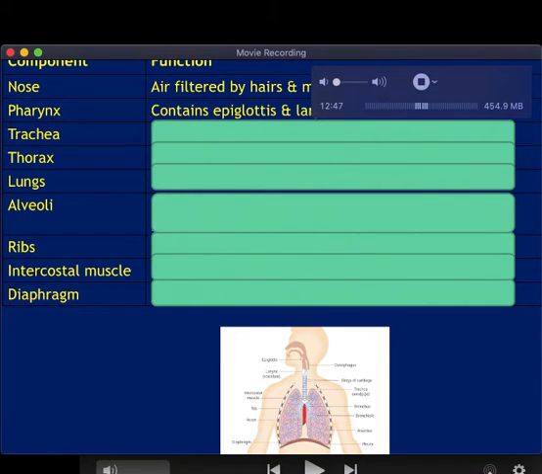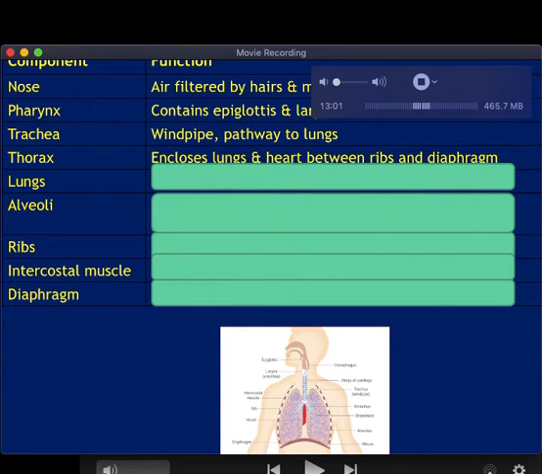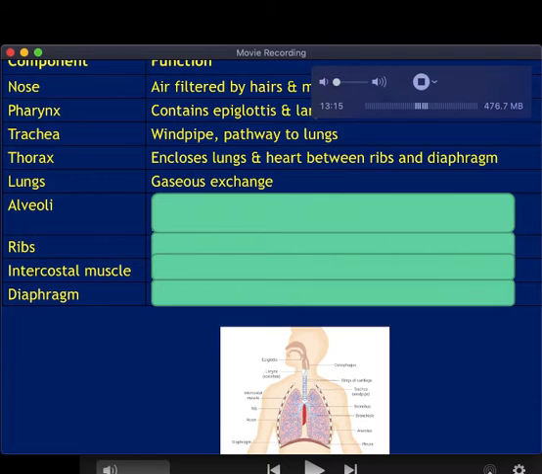So we've said the pharynx, and that's the area that has the epiglottis and your larynx. We've talked about your trachea, so that is the windpipe, but it is the way into your lungs. Your thorax is just a posh word for your chest cavity. It includes your heart as well as your lungs, and it's the area between your ribs and your diaphragm. So if you're a thoracic surgeon, these are the guys that are going to crack your ribs open and look inside there. Your lungs, their job is gas exchange, so oxygen in, carbon dioxide out.